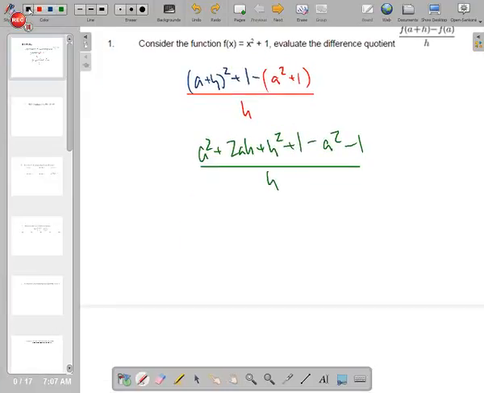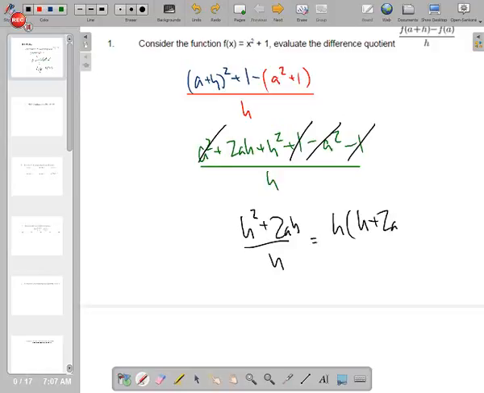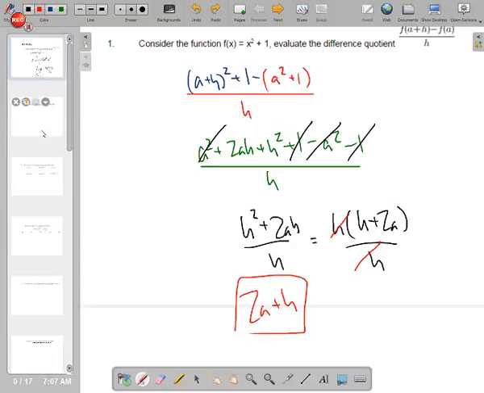Now we're going to combine some like terms, and hopefully a lot cancels out. So that goes away, and a squared goes away. So I have h squared plus 2ah over h. And now I can factor an h out of the top, and I have h times (h plus 2a) over h, and these will cancel out, and you're left with, I'll write it 2a plus h for the difference quotient.